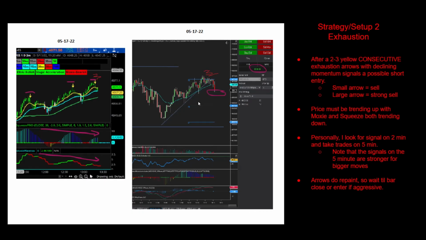Hey, how's it going? I just wanted to share my second trading strategy, which is exhaustion. I primarily trade the ES. I've been doing the Apex Futures trading evaluations and program.